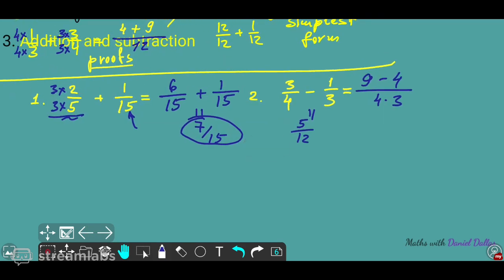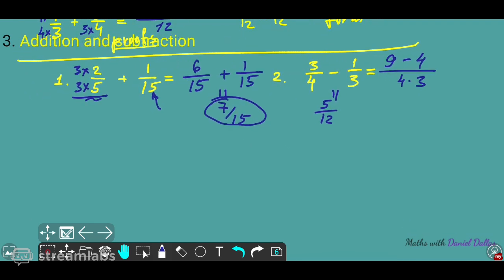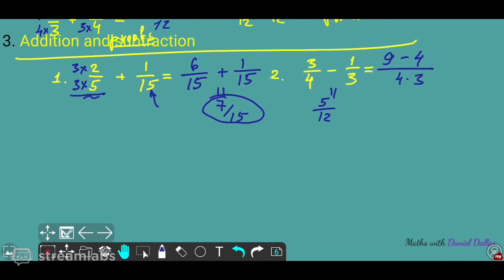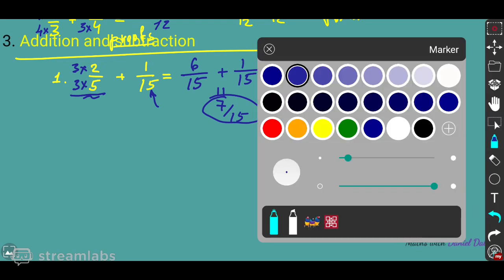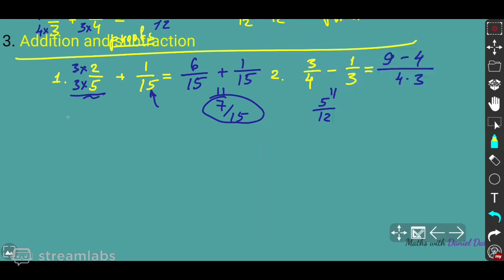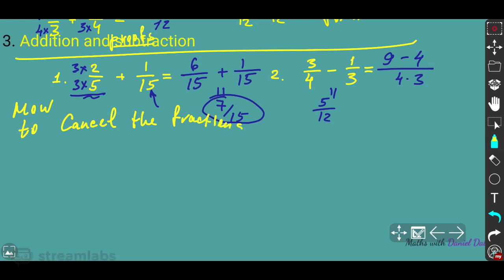And try to understand the idea about how we can cancel fractions. Okay? The idea of canceling is pretty straightforward. So how to cancel fractions? Canceling means that we can divide one number on the top by another number in the bottom part. So for example, 3 over 6.